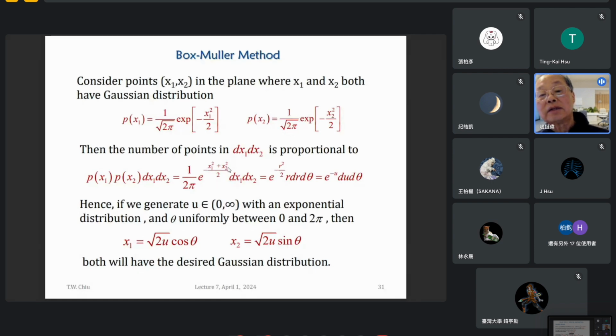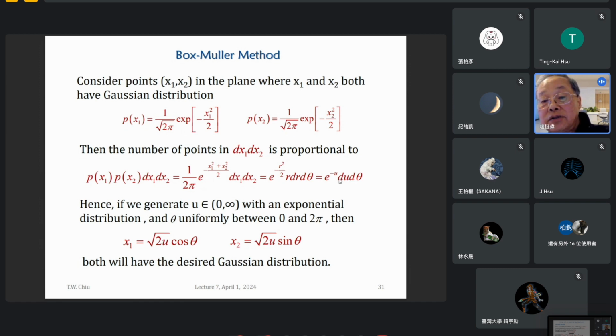Since this is on the plane, I can make a change of variable to polar coordinates. So x1 squared plus x2 squared is equal to r squared, and the area dx1 dx2 becomes r dr d theta. This you all know from calculus or general physics.